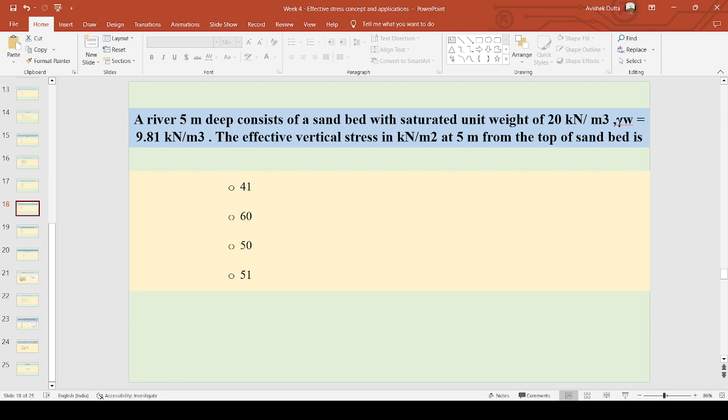A river 5-meter deep consists of a sand bed with saturated unit weight of 20 kilonewton per meter cube and gamma W is 9.81 kN per meter cube. What will be the effective vertical stress in kilonewton per meter square at 5 meter from the top of sand bed? The question is pretty straightforward. The options are 41, 60, 50 or 51.